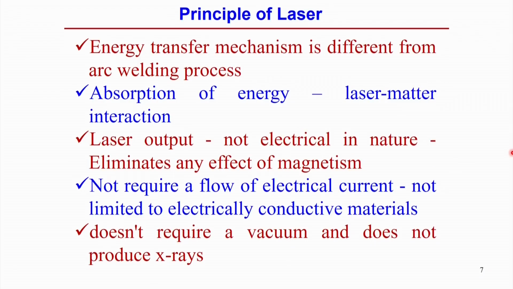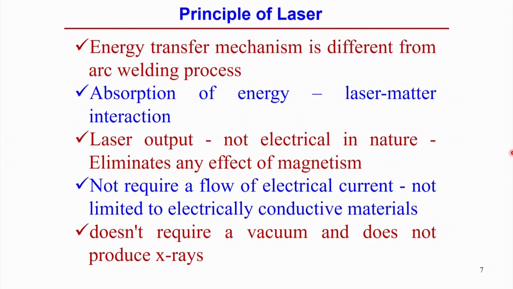And the laser output is actually not electrical in nature, that means it eliminates any effect of magnetism. But this is not the case in arc welding, because in arc welding there is normally a current flow and it always tries to create some electromagnetic field, and the arc characteristics, or the creation of the arc mechanism, is different from the laser in that sense. So, here the laser does not require any electrical current. That means this laser welding process is not limited to only electrically conductive material. That is the beauty or advantage of the laser: using any kind of materials, whether electrically conductive or non-conductive. But that limitation exists in the arc welding process. To create the electric arc, the material should be conductive.